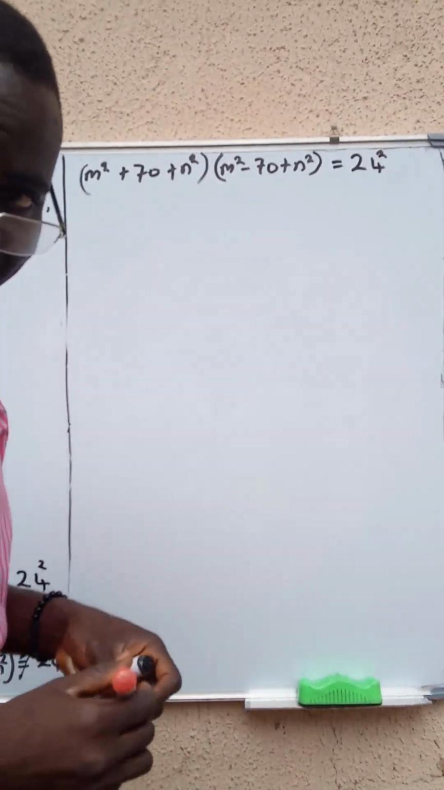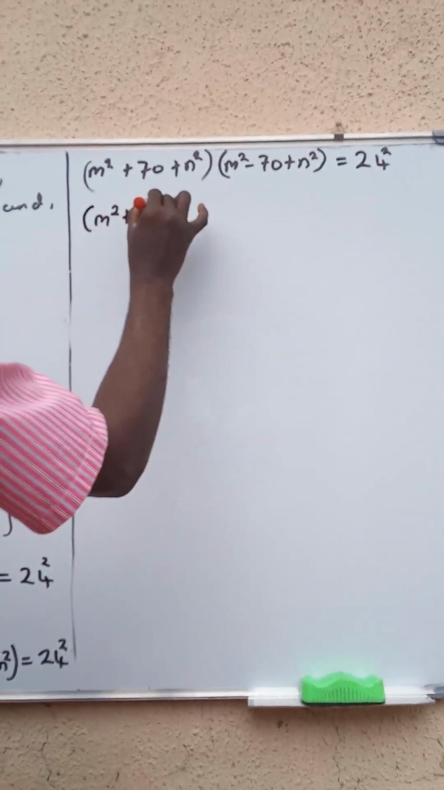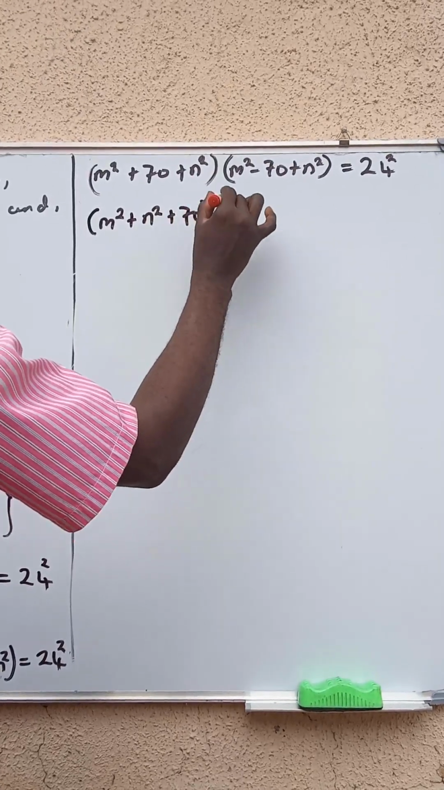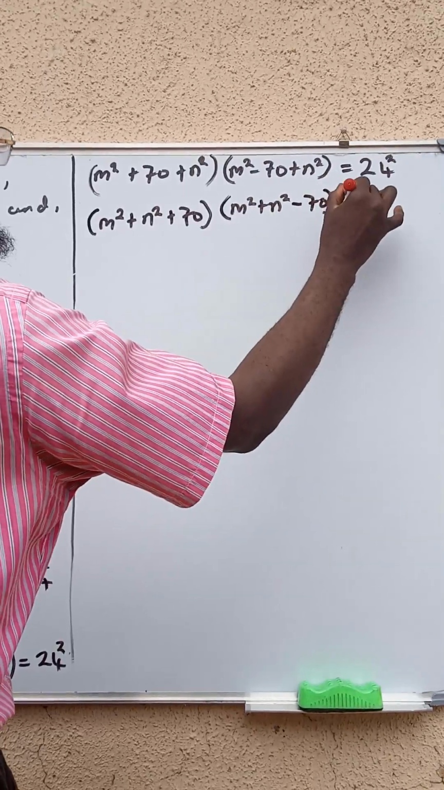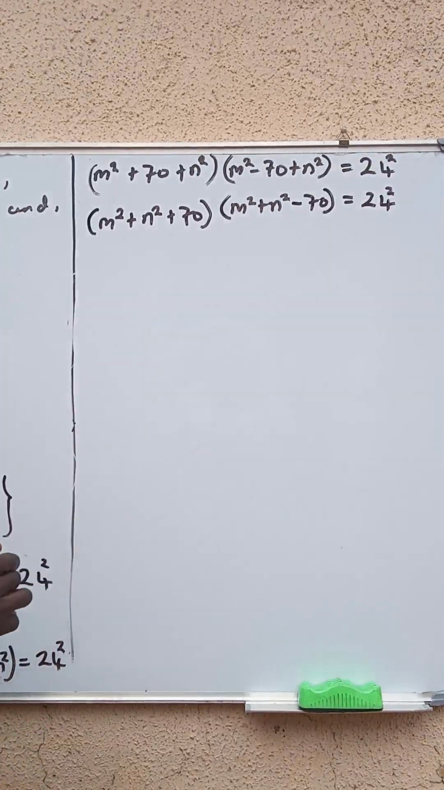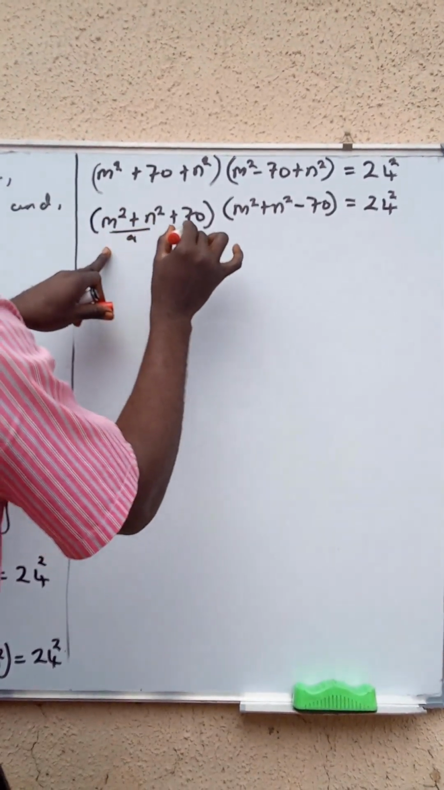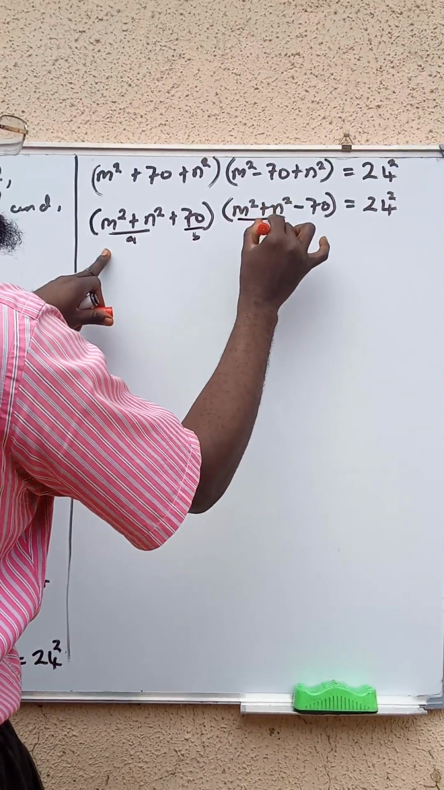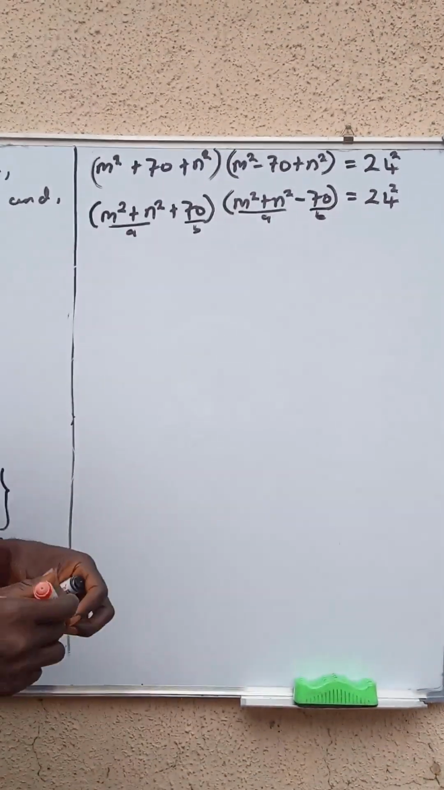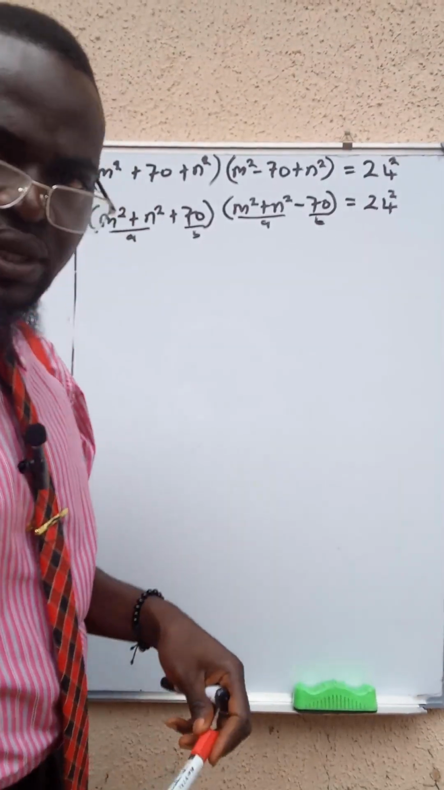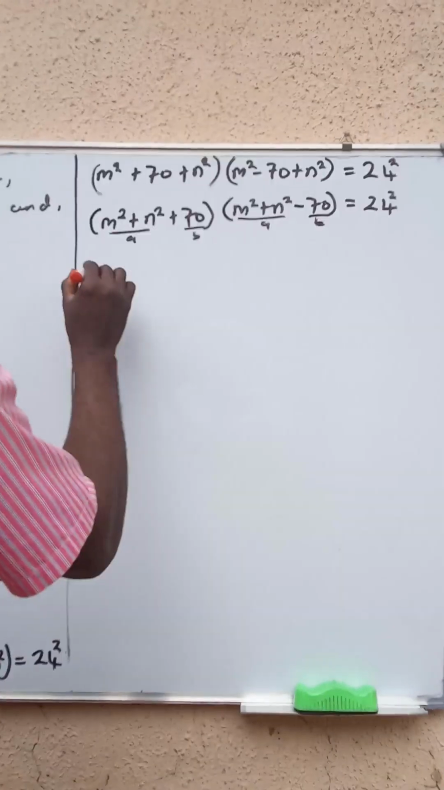You get it? So this will now give me (m squared plus n squared plus 70)(m squared plus n squared minus 70) equals 24 squared. Now just assume that m squared plus n squared is A, and this one is B. After the assumption, you can use pens if you are working this kind of mathematics. After that, you claim your A, B, and others you put. Good. That means A multiplied by A will now give me what?